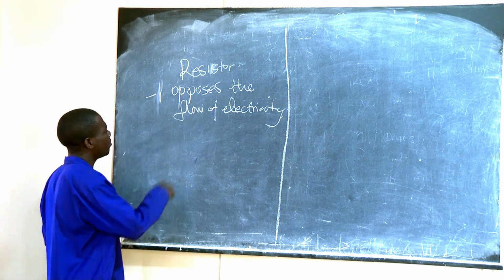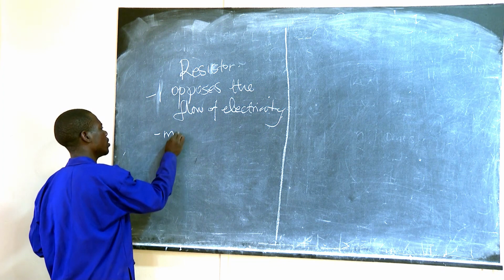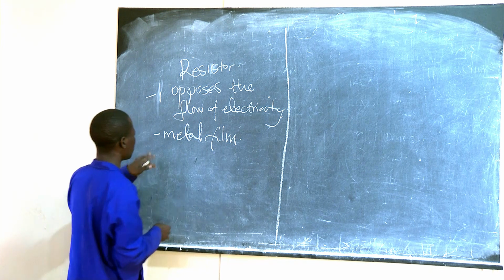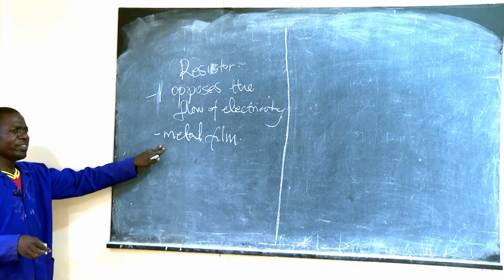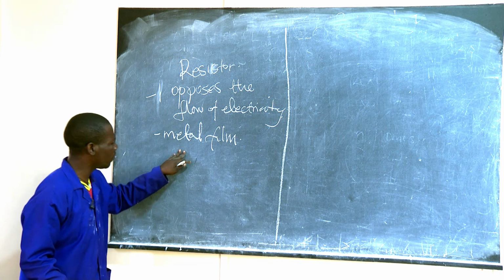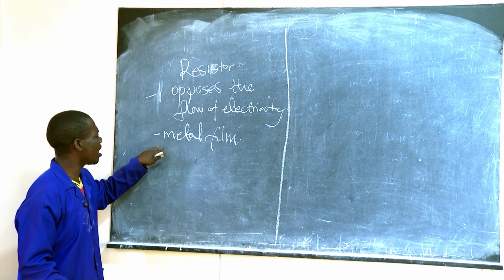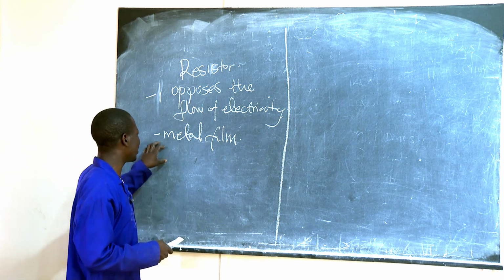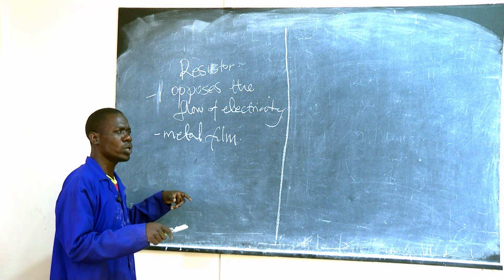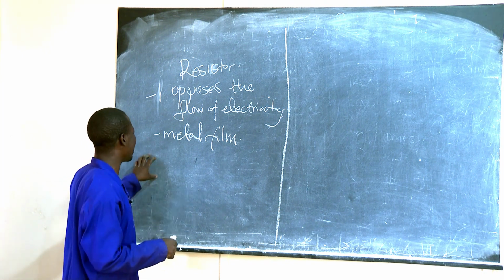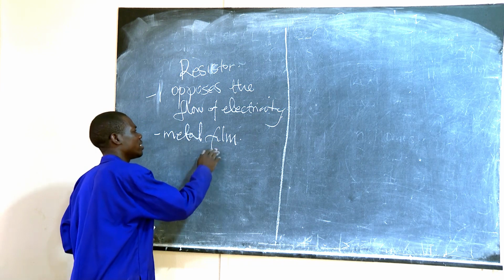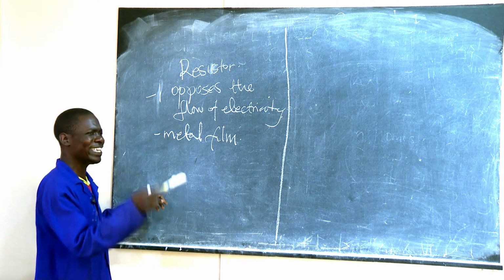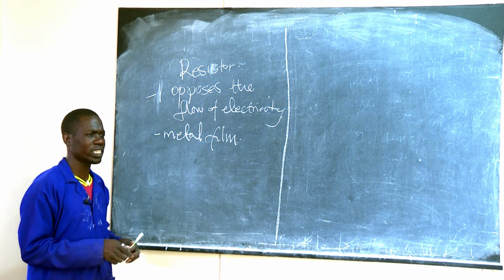Now let me start with the metal film resistor. This is a resistor which is made up of a metal film with a ceramic core, and then it's covered or cased using an insulating material. That's how it's made. So they use metal with a ceramic core, then they case it using an insulating material.